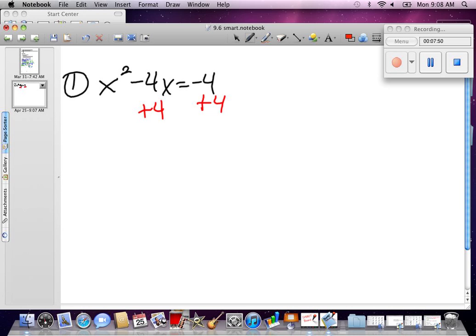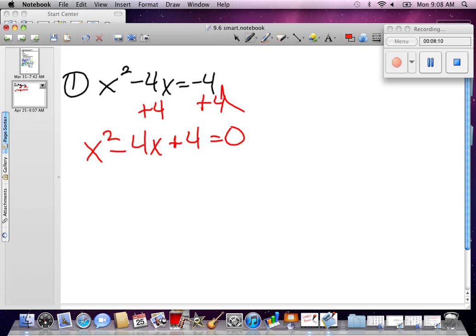Now, please read back this equation in standard form. I'll start you off. I have x squared. What comes next? Minus 4x plus 4 equals 0. Anyone have a question on how I got that?